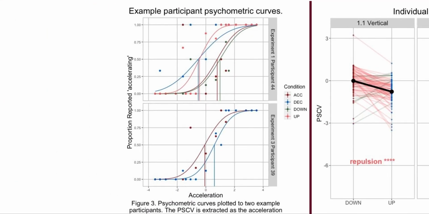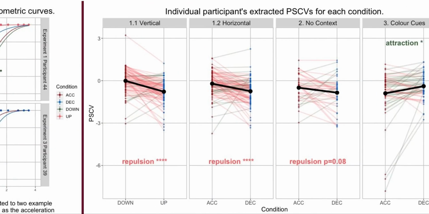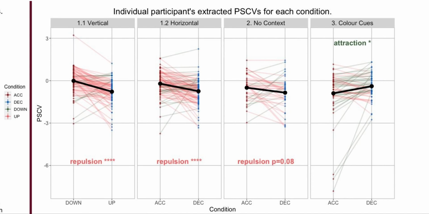Participant responses were fit to psychometric curves and the point of subjective constant velocity, or PSCV, extracted for each condition. This is the acceleration value where participants were equally likely to respond accelerating or decelerating. A more positive PSCV indicates a bias to respond decelerating. The PSCVs for each condition could then be compared.